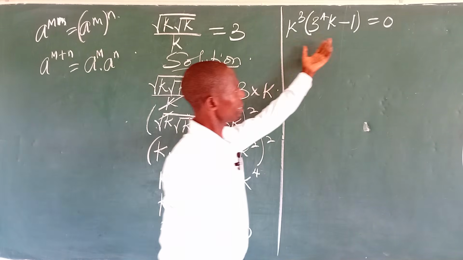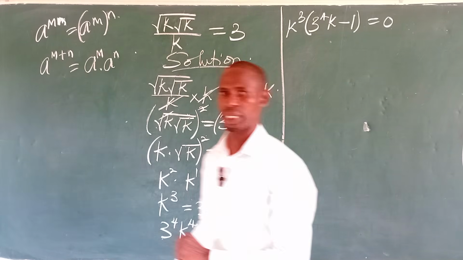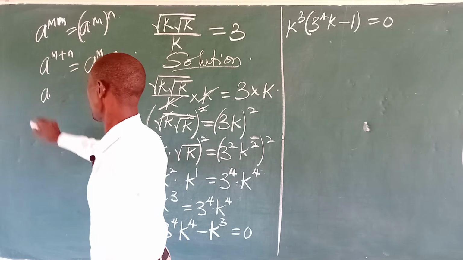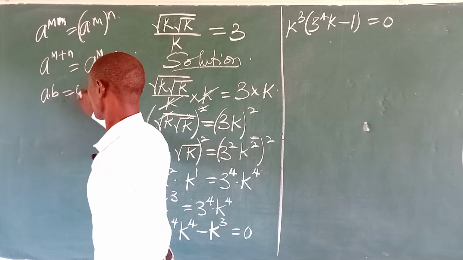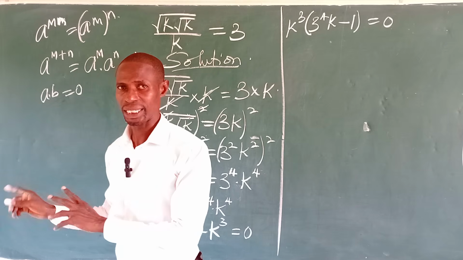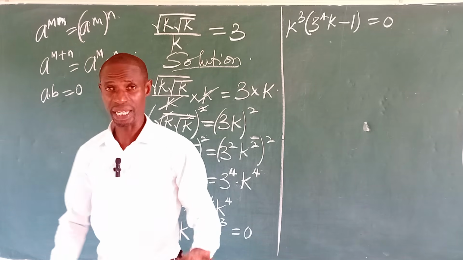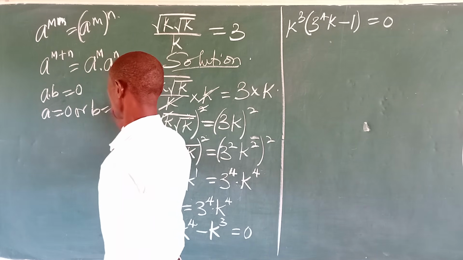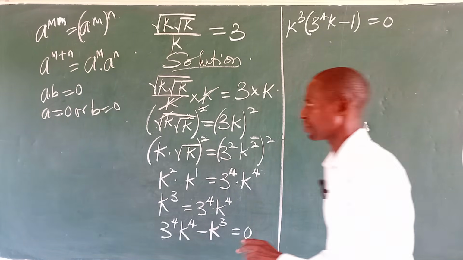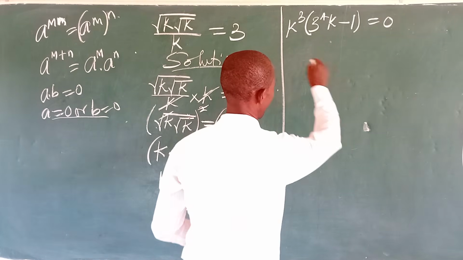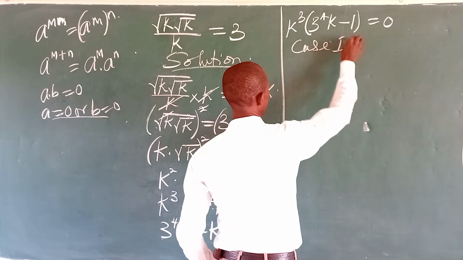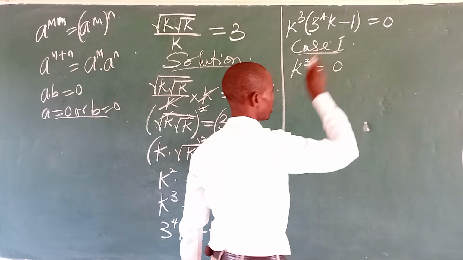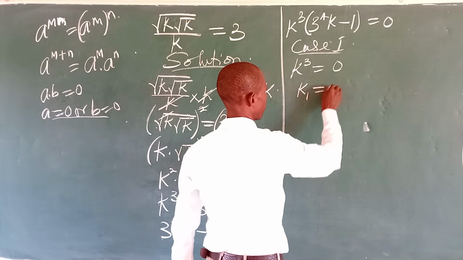So we have the whole of this times the whole of this. We apply what is called the zero product property, which says that if you have A times B equal to 0, it means that one of the quantities is going to be 0, and we don't know the one that will be 0. So we can say that either A is equal to 0 or B is equal to 0. If we apply this property, we're going to have case 1. The first case here, we have k to the power of 3 equal to 0. Take the cube root of both sides, so we have k1 equal to 0.